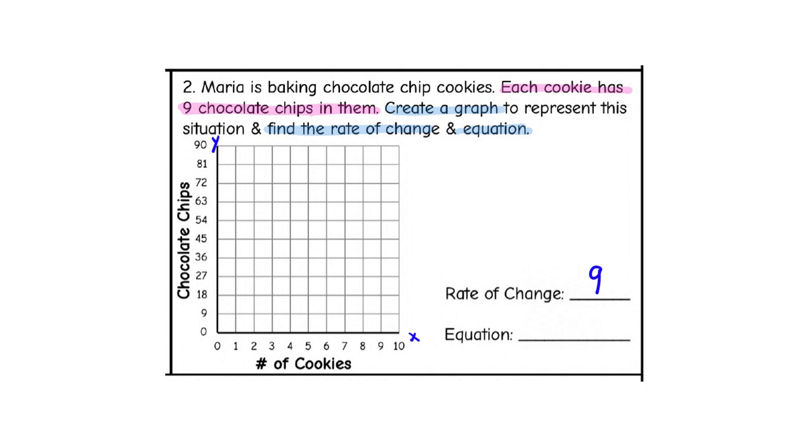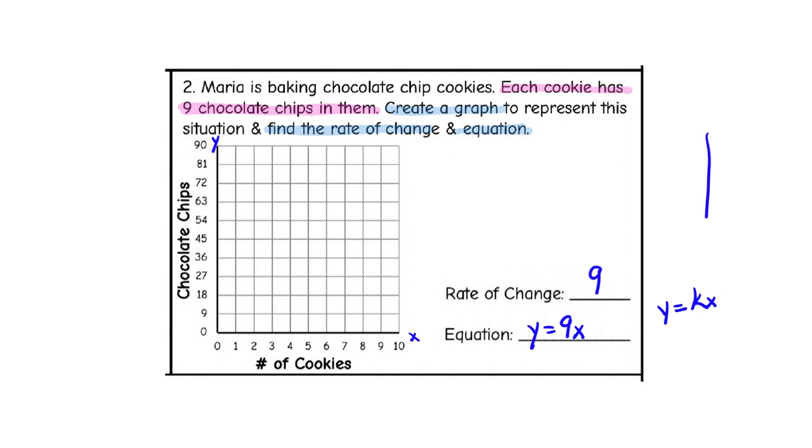Now the equation. I know the form for writing a proportional equation is y equals k times x, k being the rate of change. So I just write this in: y equals 9x, or 9 times x. Now I can go ahead and create this information and figure it out.